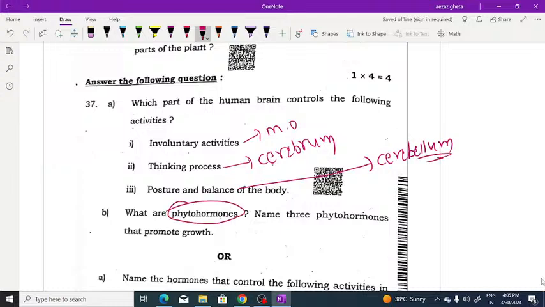Phytohormones, hormones of the plant. Name 3 phytohormones. Gibberellins, auxins, cytokinins. Correct? These are the hormones.